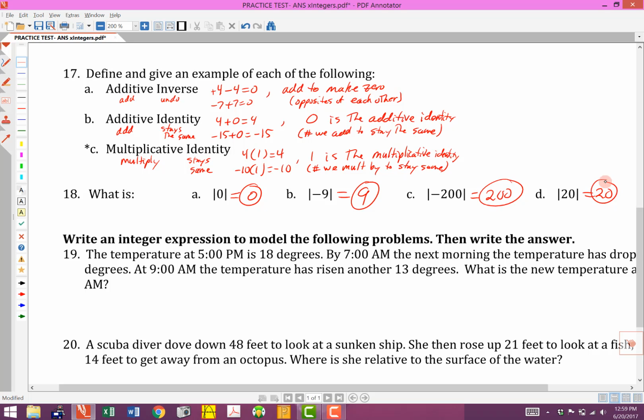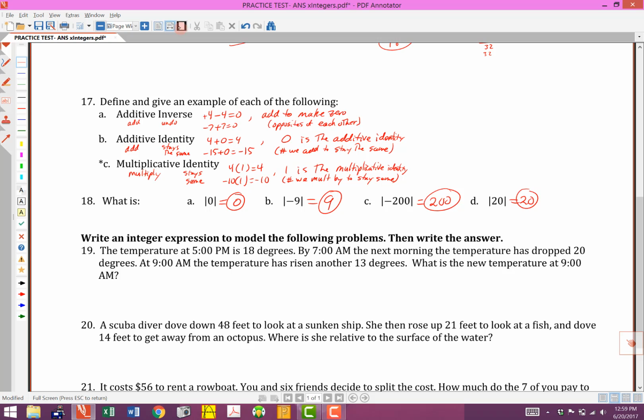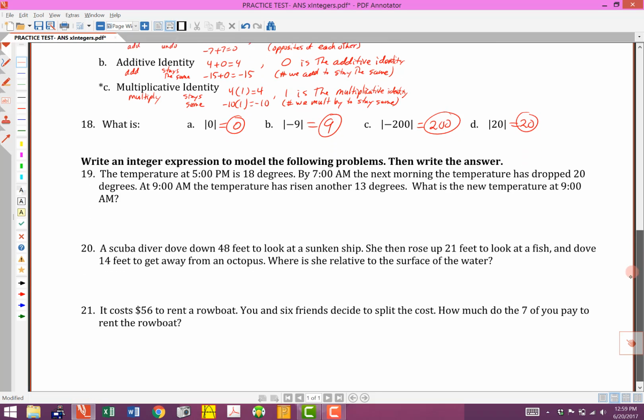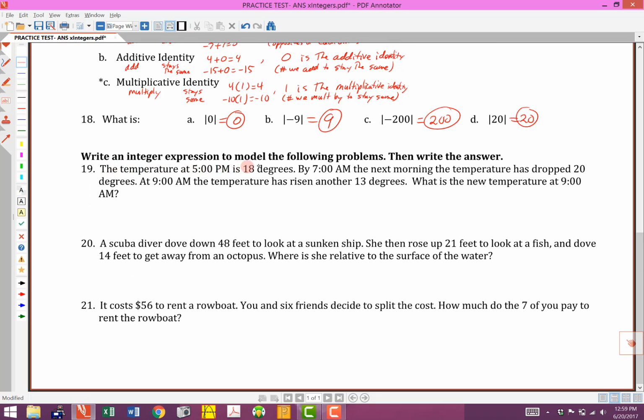So the absolute value doesn't care which direction we go, whether we go to the left and have a negative number or go to the right and have a positive number. It just cares how far. Okay? All right, so last couple problems. Write an integer expression to model the following problems, then write the answer.